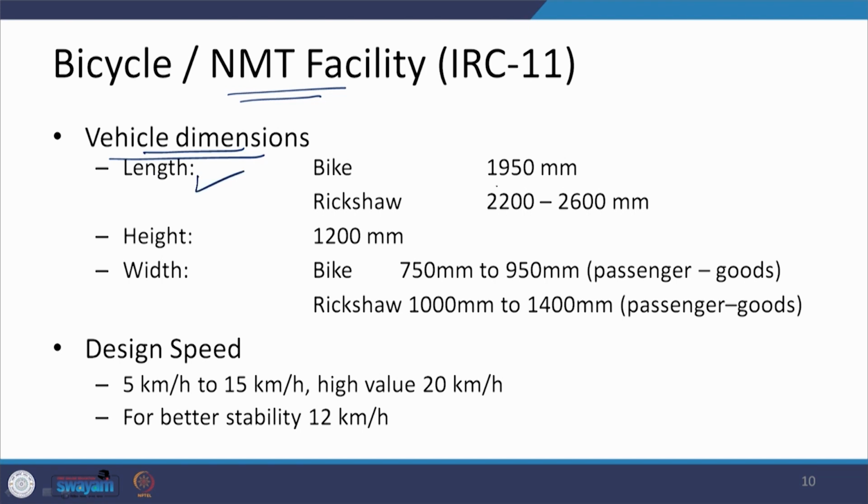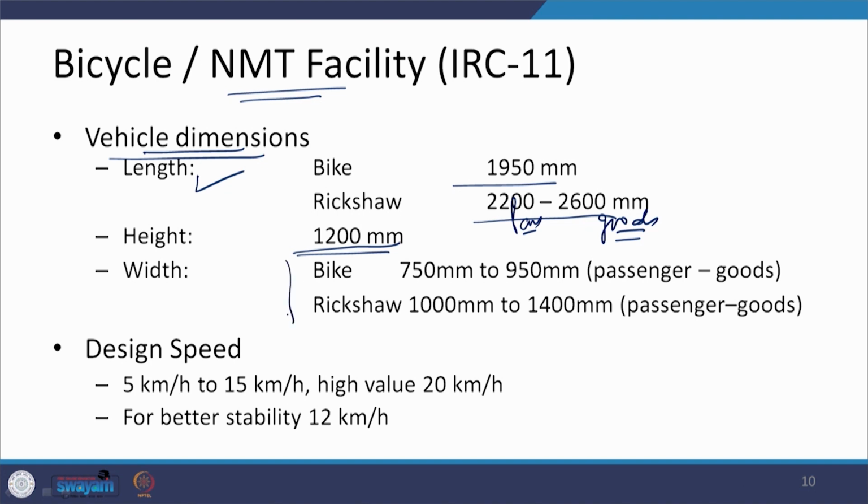In the case of length, the bicycle length is roughly around 1950 mm, but when we talk about the cycle rickshaw, it is 2200 to 2600 mm, changing from passenger to goods cycle rickshaws. The height is almost the same in all these cases, which is 1200 mm, and that is the reason why we talked about a railing which was 1100 mm high from the top of the surface of the median and footpath, but if the cycle is there, then you need to add something more here, and that was 150 mm.